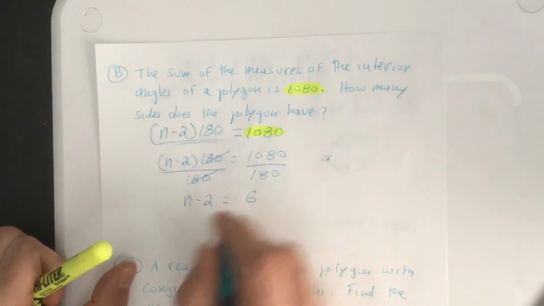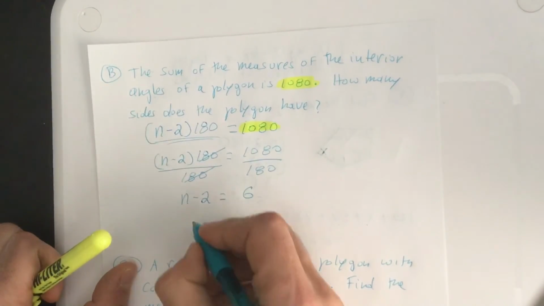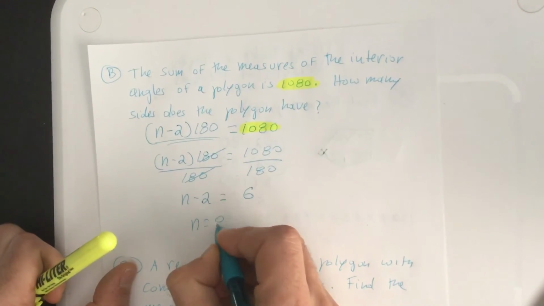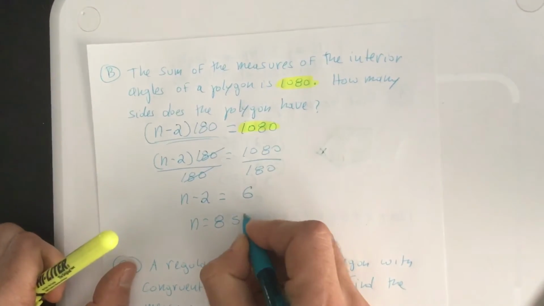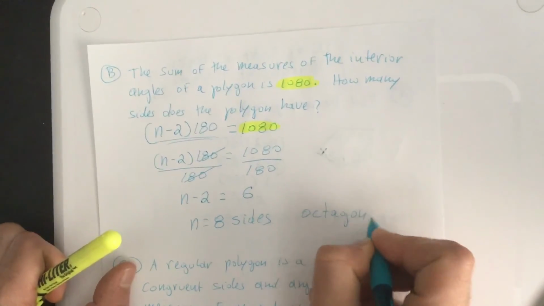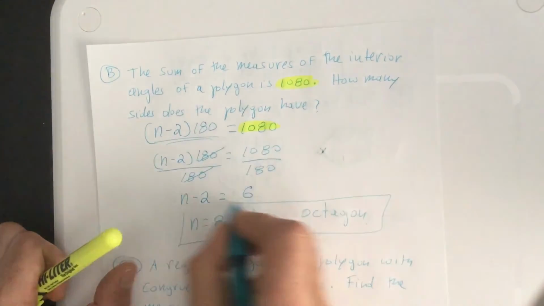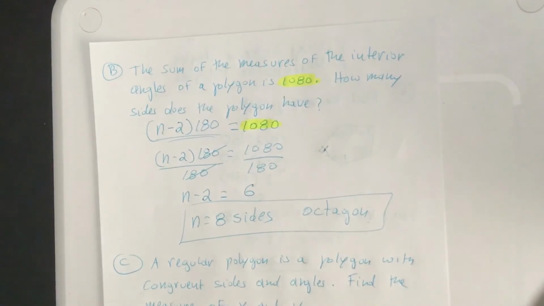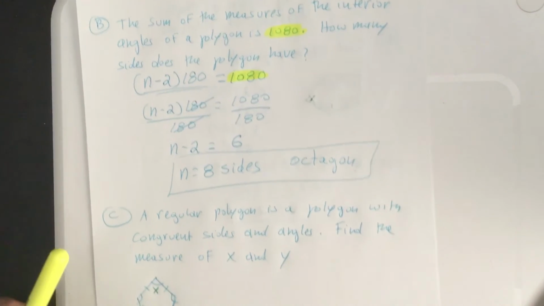Then adding 2 to both sides of the equation, you get the answer, which is 8. So this is an octagon, a polygon with 8 sides.